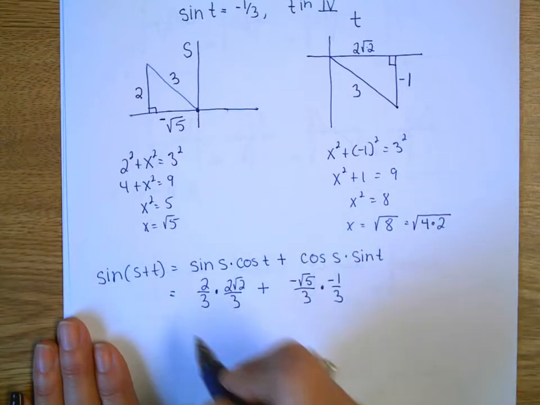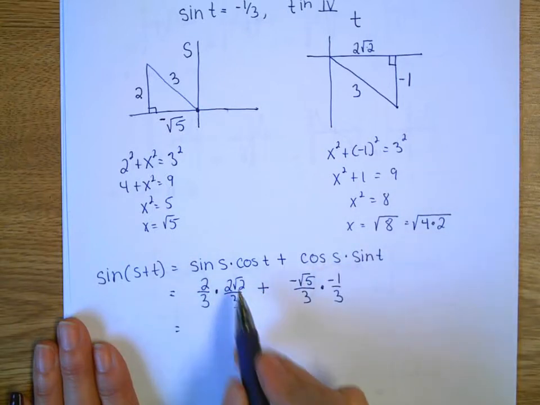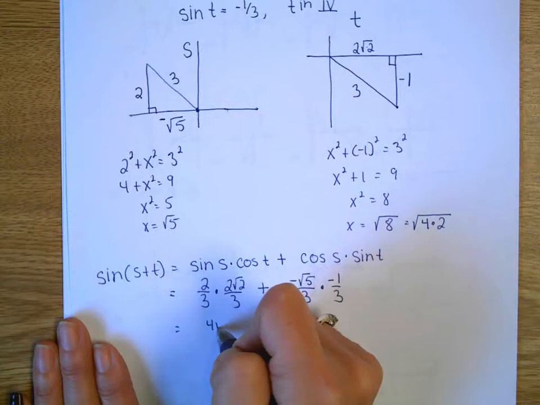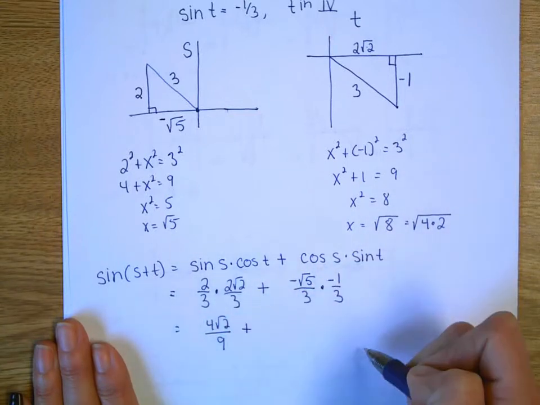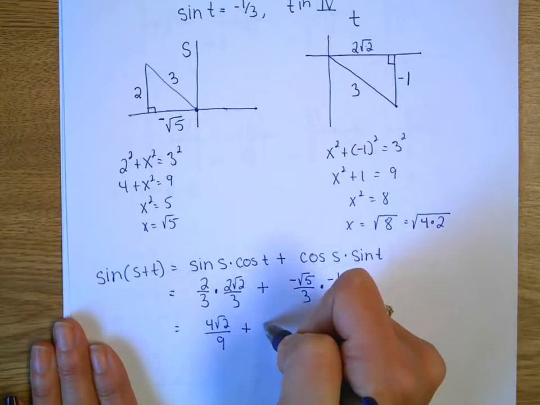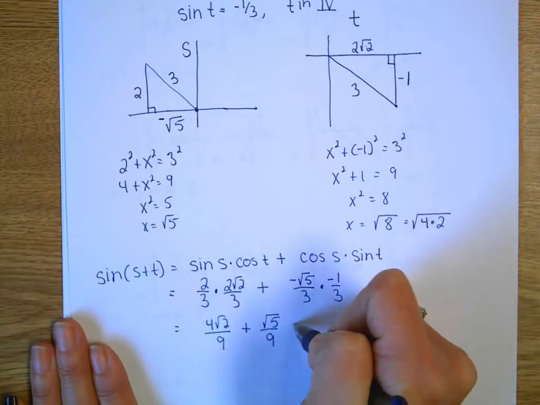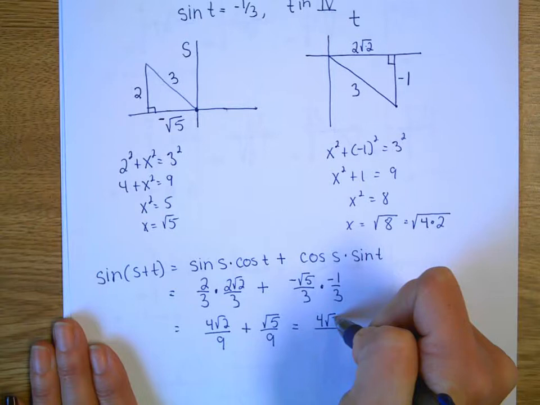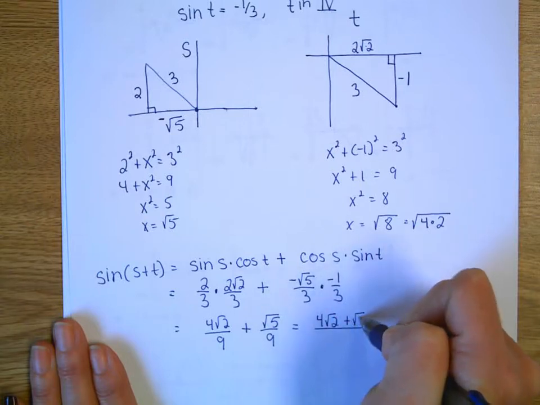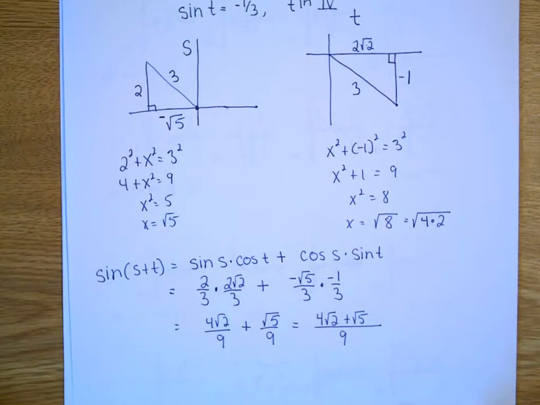And so now it's multiply and then add. So multiplying, what's this first numerator going to be? 4 square root of 2 over 9 plus positive square root of 5 over 9, which turns into 4 square root of 2 plus square root of 5 all over 9. Hey, that's not that bad.